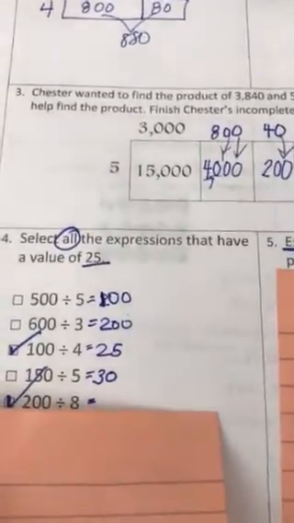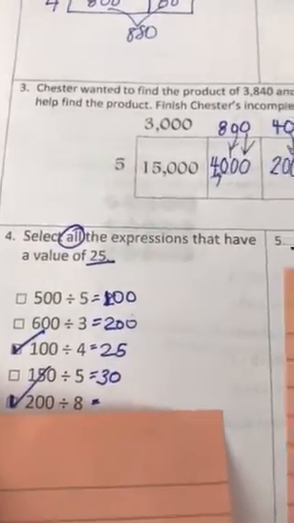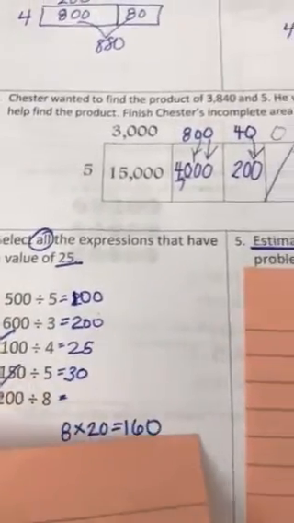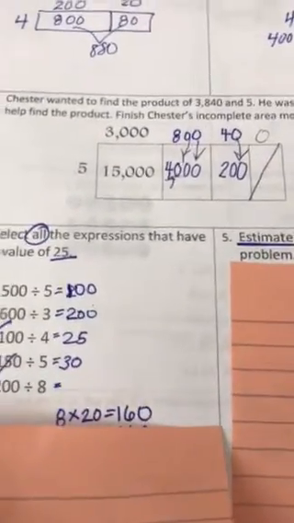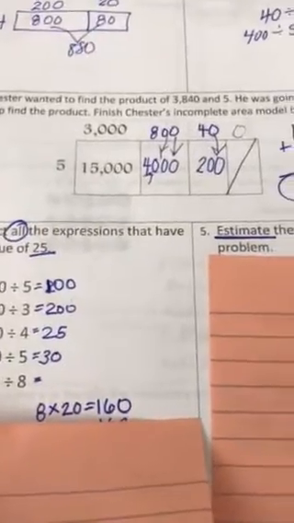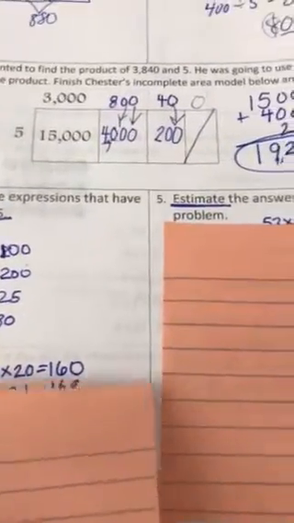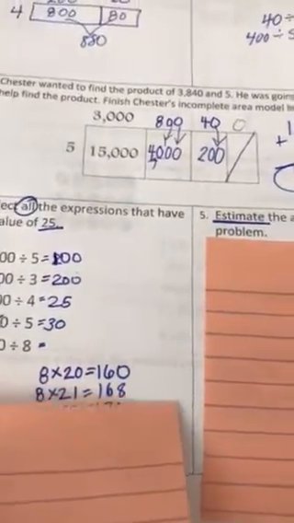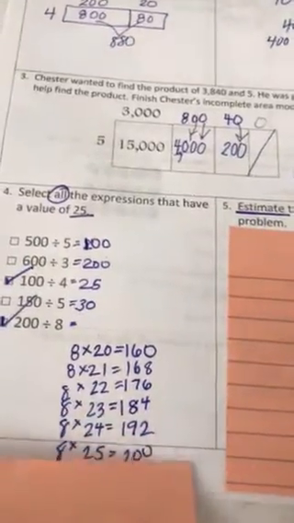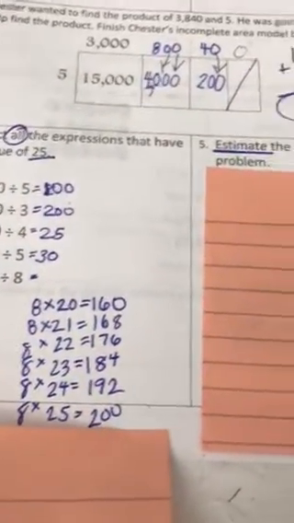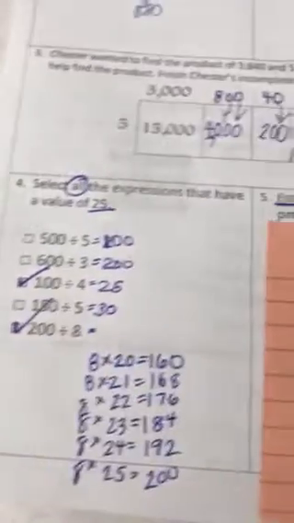And 200 divided by 8, I wasn't sure right away by looking at that one. So what I did was use the known equations. 8 times 20, 160, I'm getting closer. And then I kept adding 8s, 8s, 8s until I realized when I got to 8 times 5, it did equal 200. So those are the 2 answers.